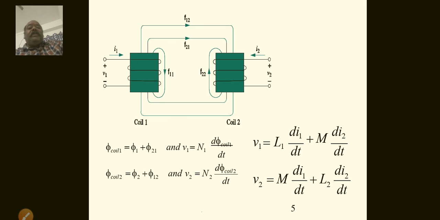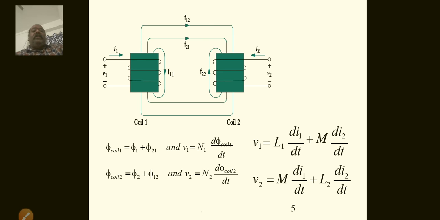So for coil 1, the flux is equivalent to the combination of phi 1 plus phi 21. That means the flux across coil 1 plus the flux linkage in coil 2 due to 1. Therefore V1 is equal to N1 d phi coil 1 by dt. You may rewrite that equation as V1 equal to L1 di1 by dt plus M di2 by dt.